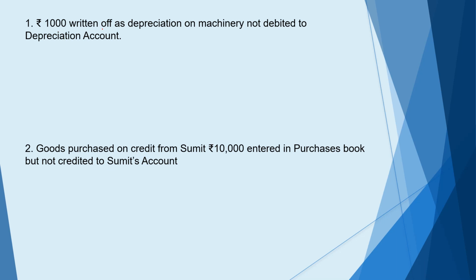Suppose there was rupees 1,000 written off as depreciation of machinery. That has not been debited to the depreciation account. You know that when depreciation is charged on machinery, we pass the entry: depreciation account debit to that particular asset account. In this case, it is the machinery account. This should be the entry which should have been passed. Now what has happened in this case is that 1,000 rupees has been written off as depreciation on machinery, but it has not been debited.